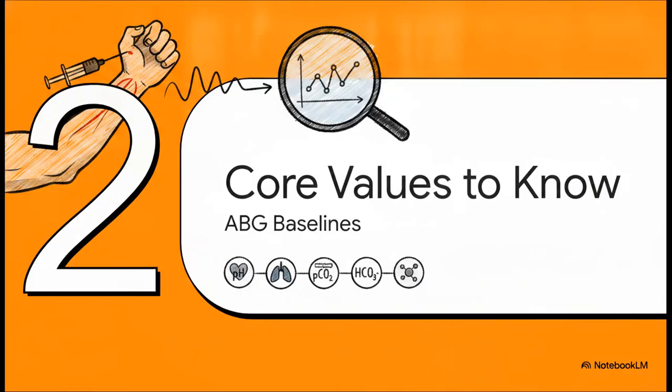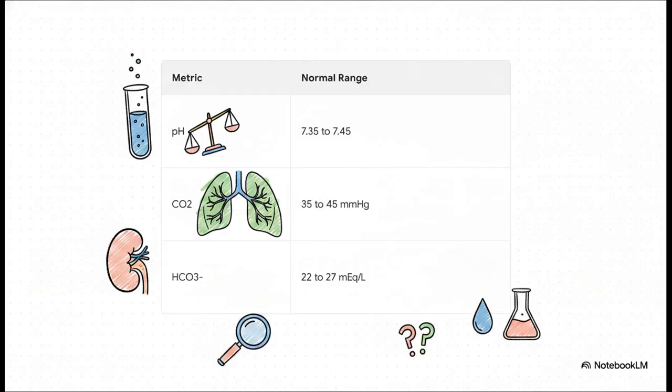Section 2. Core values to know. ABG baselines. So, the crucial point is, once you've successfully sent that sample off to the lab, what are you actually looking at when the results come back? Well, these 3 metrics are the foundation of everything that follows, so do whatever you have to do to lock these numbers into your memory.